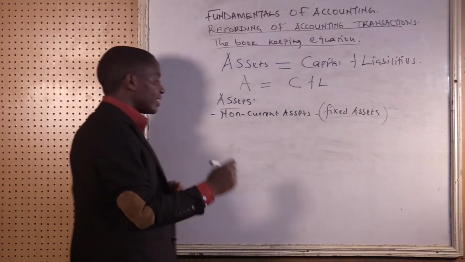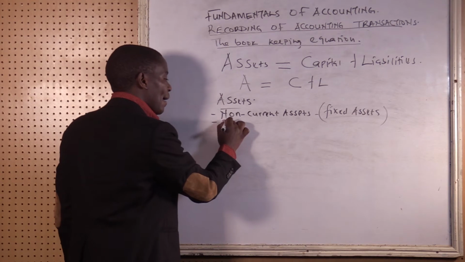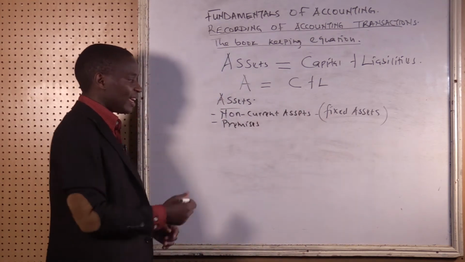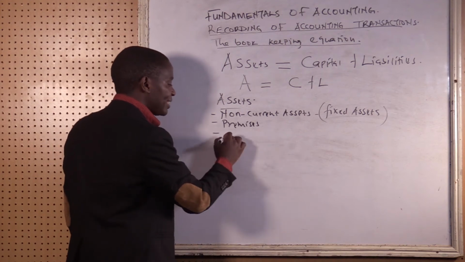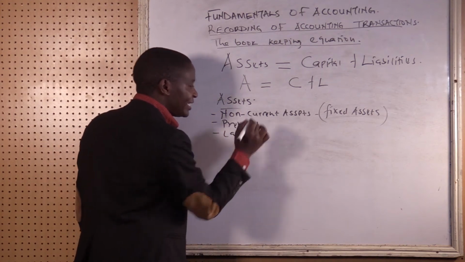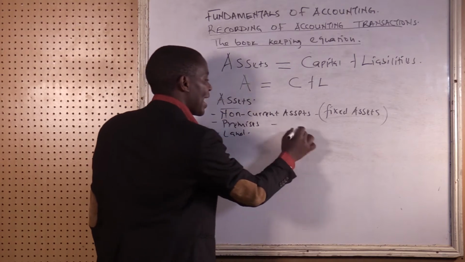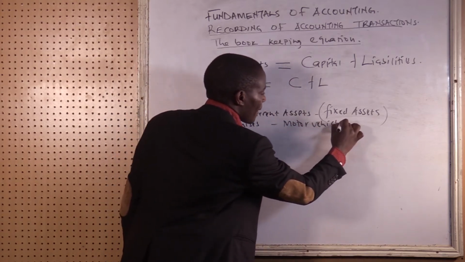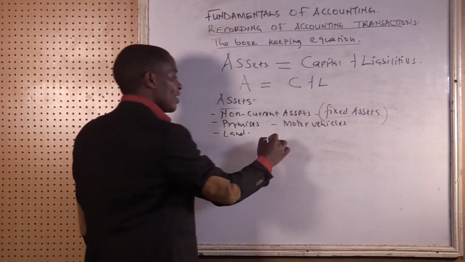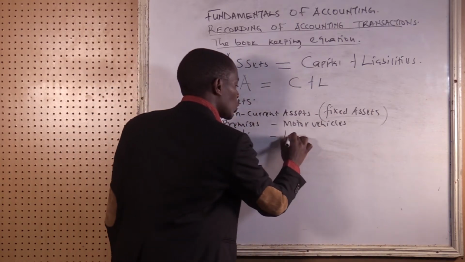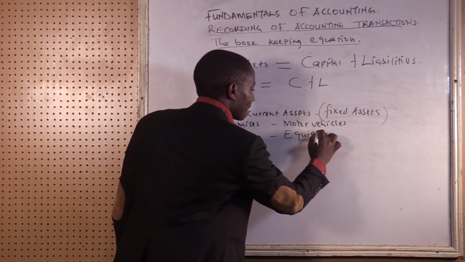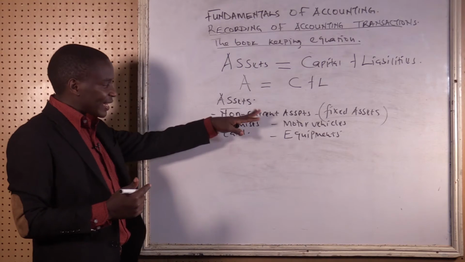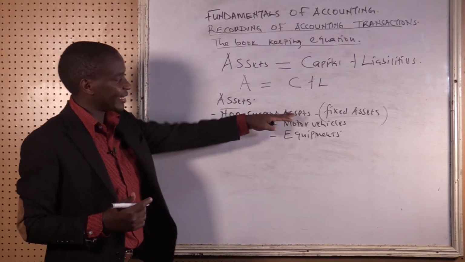These assets include things like premises. Premises are the buildings. We have things like land. We have things like motor vehicles. We have other things like equipment, etc. Those are some of the examples of the non-current assets.